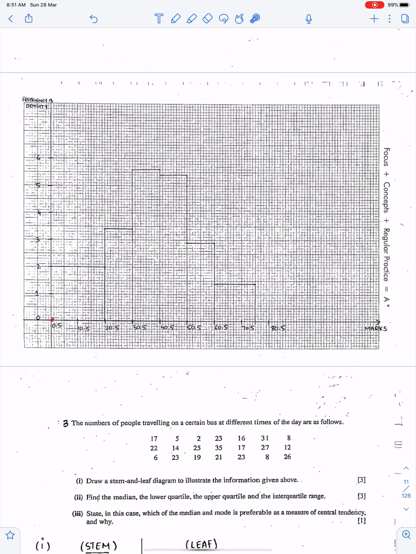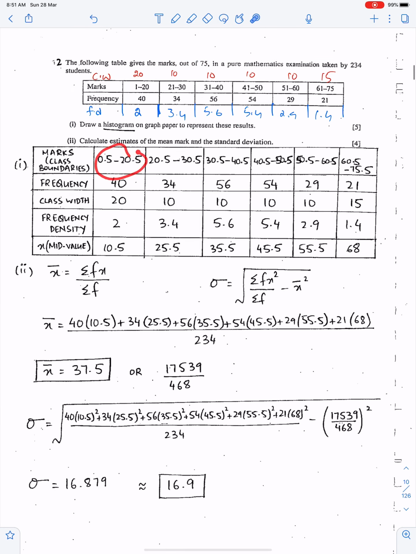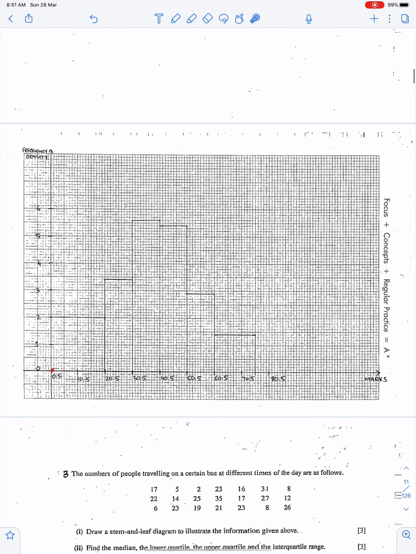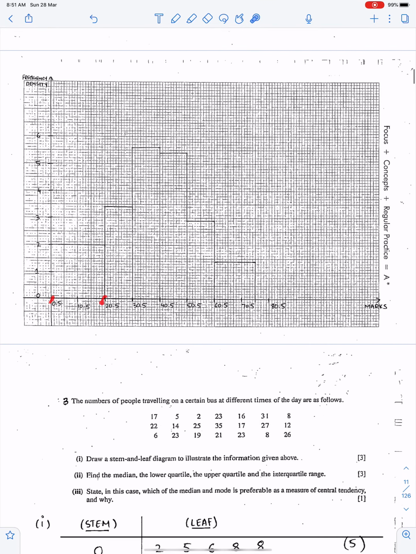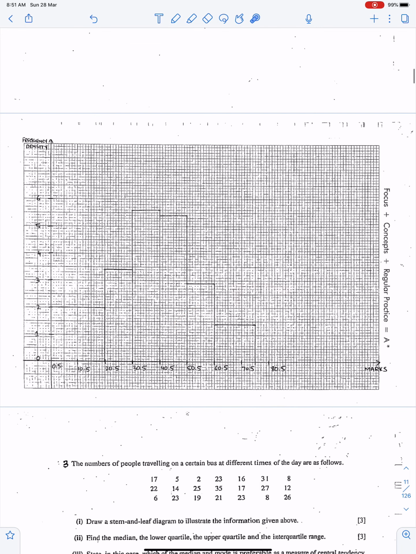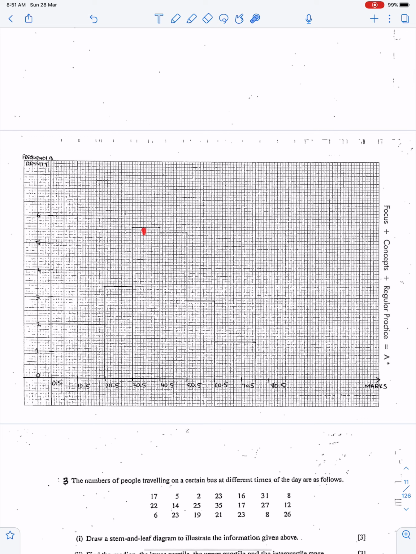So 0.5 to 20.5, the density is 2. So 0.5 to 20.5, 2. Then 20.5 to 30.5 is 3.4, and then you should complete the histogram. This is the modal class, the highest bar class. So this is the modal class, 30.5 to 40.5.